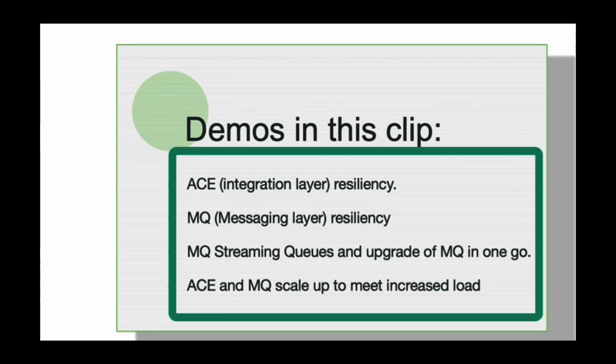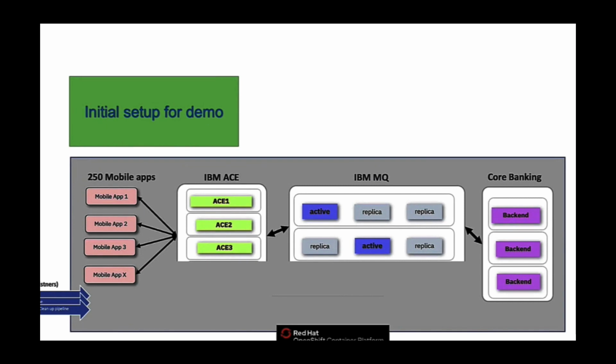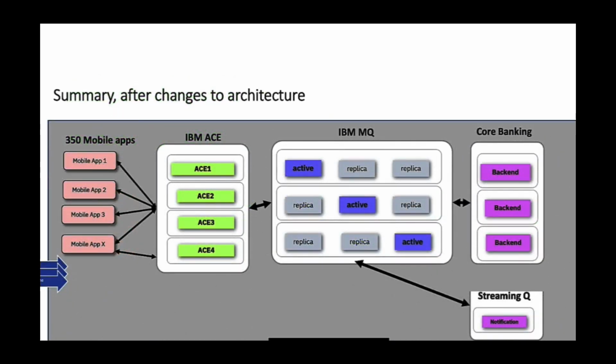So that's it for the demos in this clip. If you remember, initially we had this setup for the demo. We had 250 mobile apps, 3 integration servers, and 2 active MQ servers. And we extended the whole architecture throughout the demos, so we ended up with this picture. So we increased the load to 350 mobile apps, concurrently sending in requests to the integration layer that was extended with 1 extra integration server.